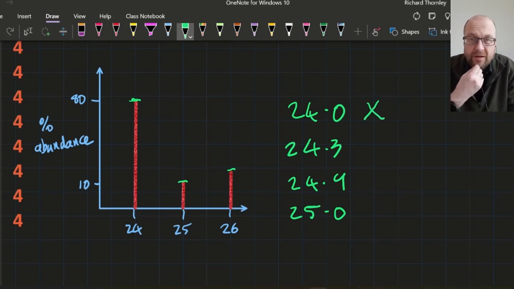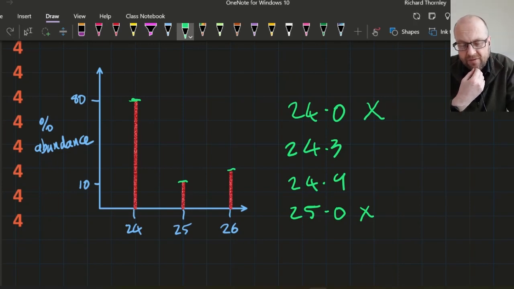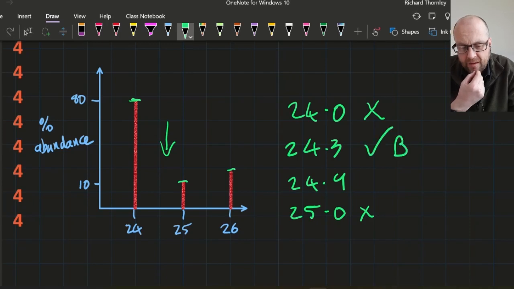That's just the most common isotope, but it's not the weighted average. 25 is wrong. All you've done is just picked the average of 24, 25, and 26. So you have to think the average is probably going to be over there somewhere, isn't it? Closer to the 24. So I'm thinking 24.3. That one is B.